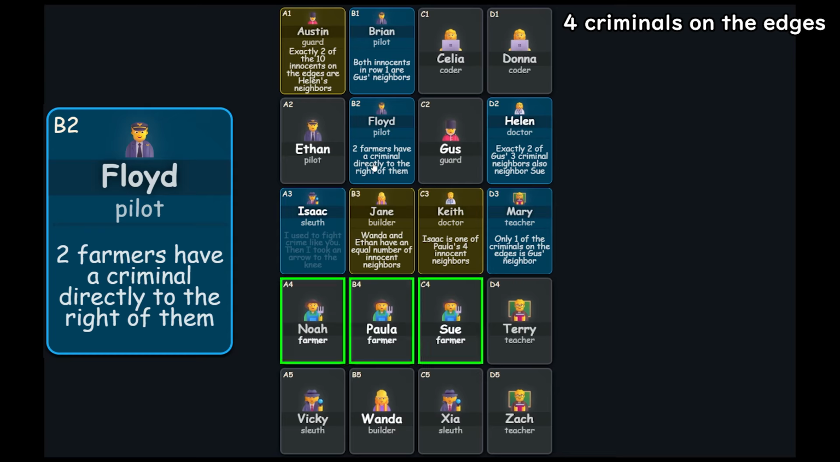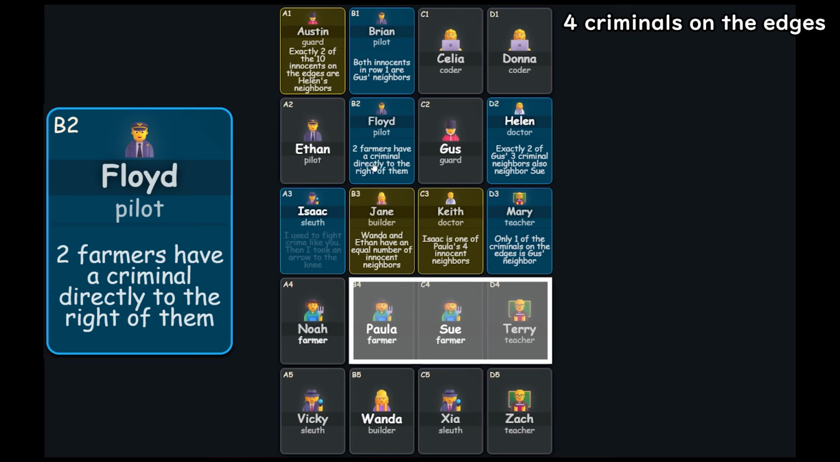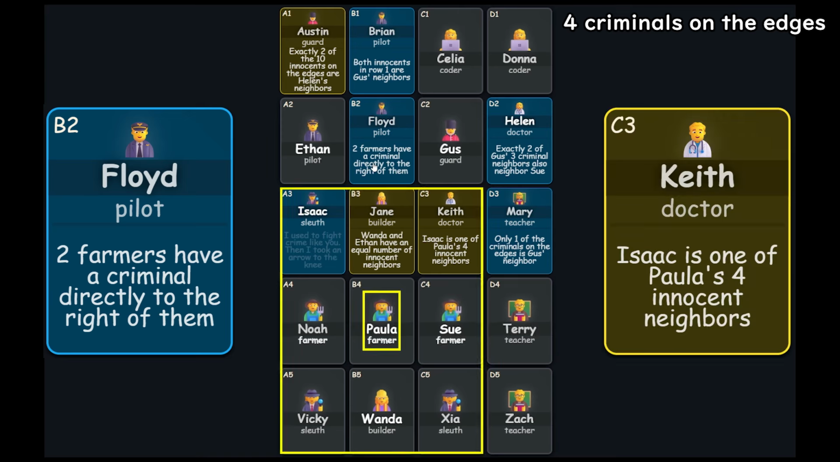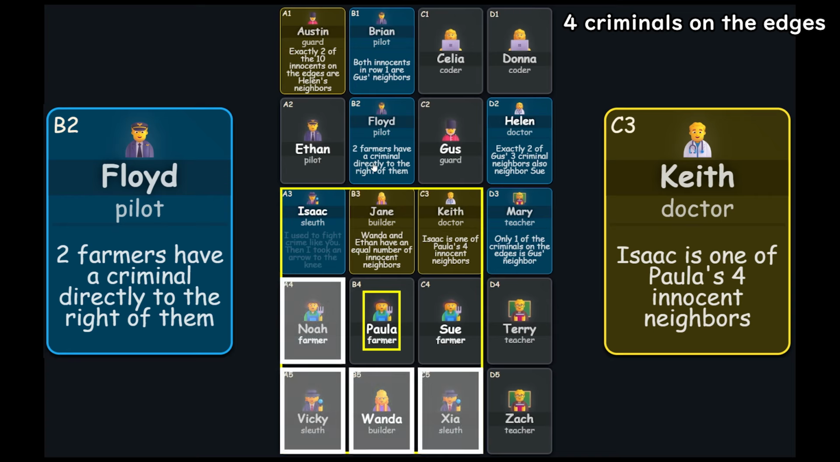2 farmers have a criminal directly to the right of them, so there are 2 criminals among these 3. Now take a look at Keith's clue. There are 4 innocents neighboring Paula. 2 of them are already revealed. With all of this info in place, my priority goes to setting up a situation where both of the remaining 2 criminal neighbors are on the edges.